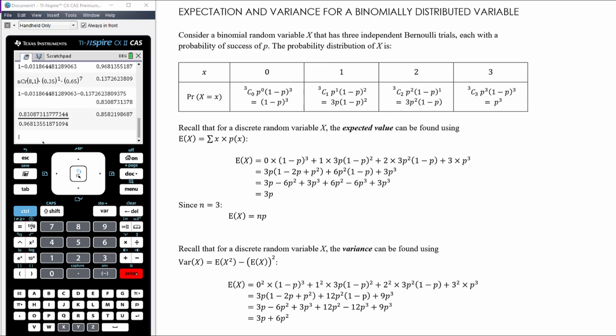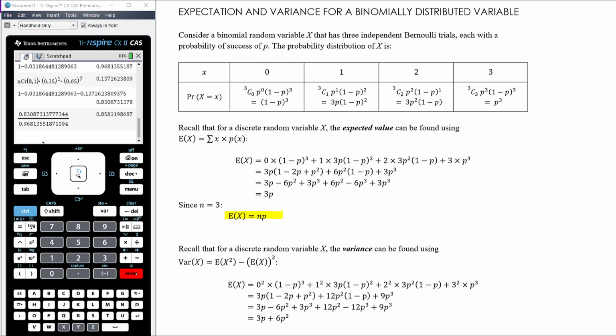And this is not precisely a proof, we're making some assumptions here, but remember that this was a situation where we had 3 trials, and we're seeing that the expected value is 3 times the probability of success. Actually we can generalize that to say that if we had n trials, the expected value would be n times the probability of success.